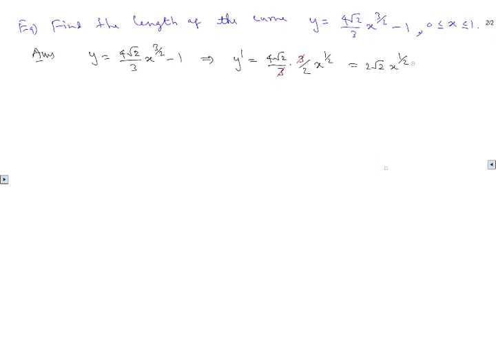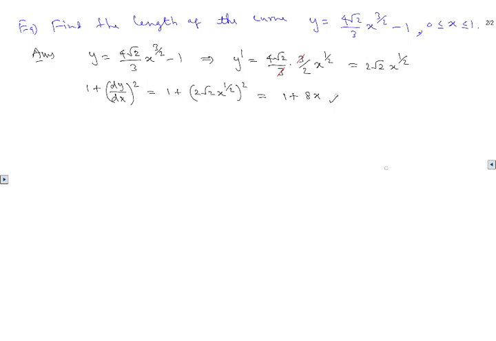Then we can simplify the term: it is 1 plus dy by dx squared, which equals 1 plus the square of 2 square root 2x, so you're going to get 1 plus 8x. Okay, so you get 1 plus 8x.